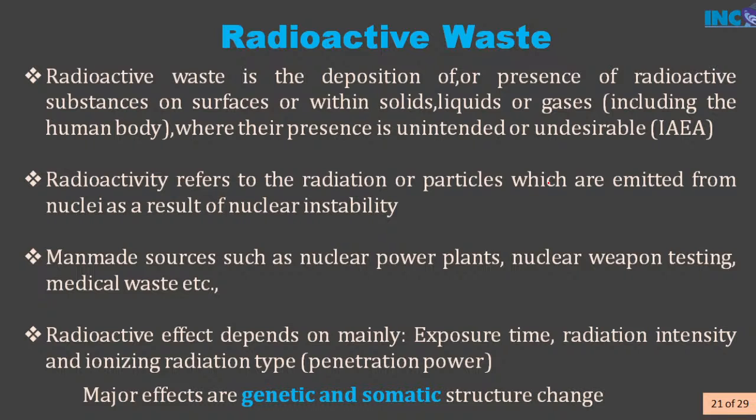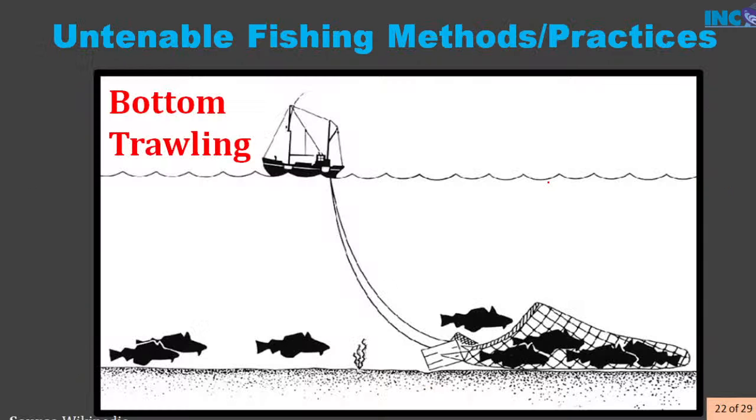If we come to radioactivity, the effect will mainly depend on exposure time, radiation intensity, then ionizing radiation type like alpha, beta, gamma. The major effect will be genetic effect like mutation, major change in DNA material and RNA material. Sometimes body growth will also be affected, like somatic structure change.